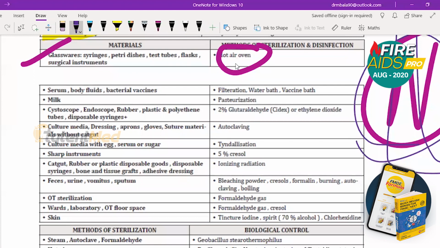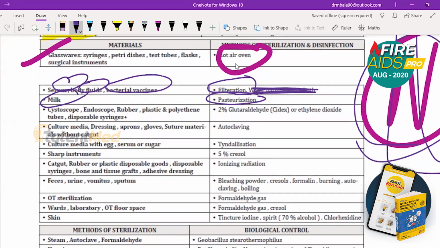Number two is filtration. Forget about the water bath and vaccine bath; I don't think you'll get a question from them. Filtration is used for any body fluids. It could be serum, it could be body fluids, it could be bacterial vaccine. Filtration is used for serum, body fluid, bacterial vaccine. Next is pasteurization. Pasteurization is used for milk.